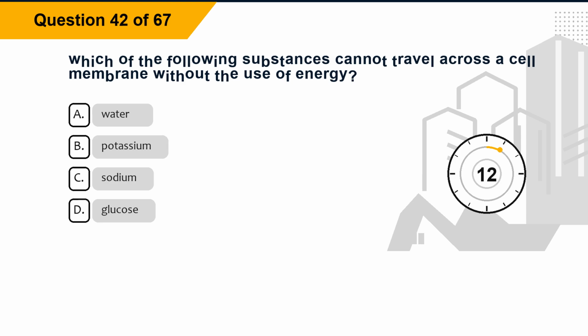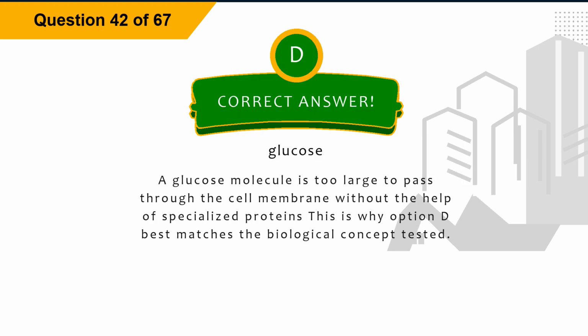Question 42. Which of the following substances cannot travel across a cell membrane without the use of energy? Option A, water. Option B, potassium. Option C, sodium. Option D, glucose. The correct answer is option D, glucose. Explanation. A glucose molecule is too large to pass through the cell membrane without the help of specialized proteins. This is why option D best matches the biological concept tested.